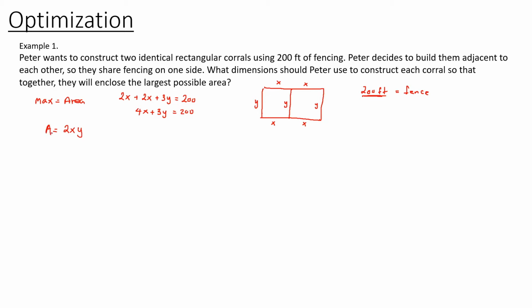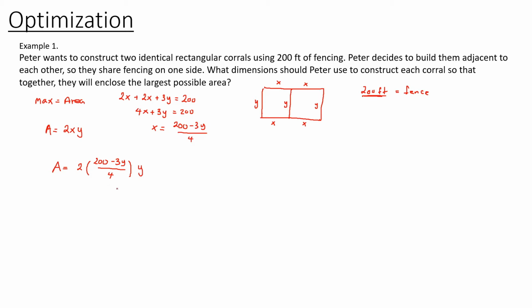Keep in mind, area is what we want to maximize, so we're going to substitute our condition, which is keeping at 200 feet of fence, into the area formula to form one single equation. I'm going to solve for x. So we could say x is equal to (200 minus 3y) over 4. So our area equation will be 2 times (200 minus 3y) over 4, times y.